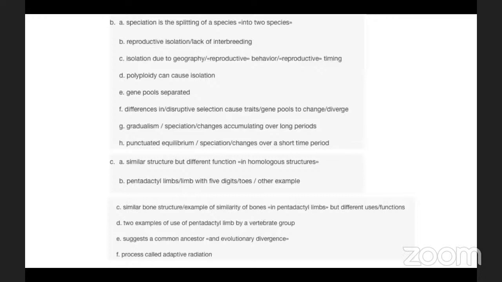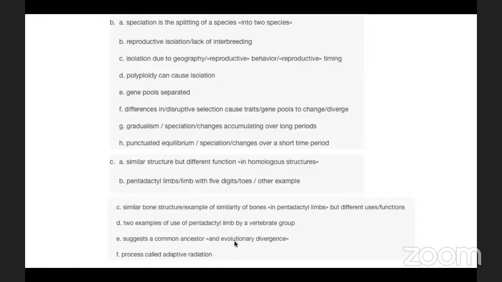So dia nak evidence for evolution. Maknanya kenapa different species ada sama juga. This suggests that these two have a common ancestor. Yang paling penting ialah wujudnya evolutionary divergence, in the sense that there is a common ancestor and then speciation occurs and evolutionary divergence happens, split macam tu. So this is what it suggests. This process is called adaptive radiation.